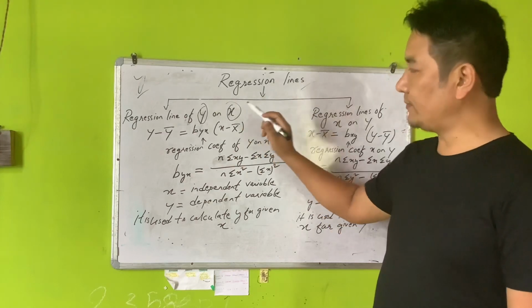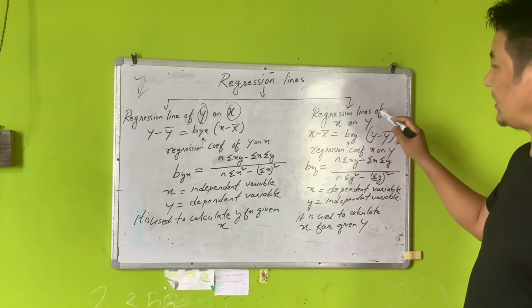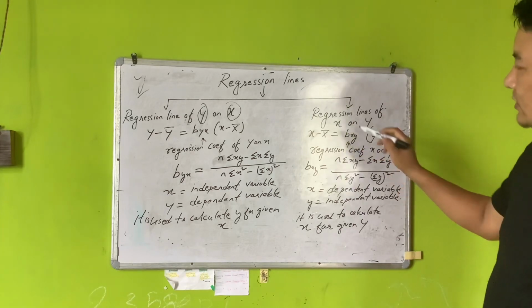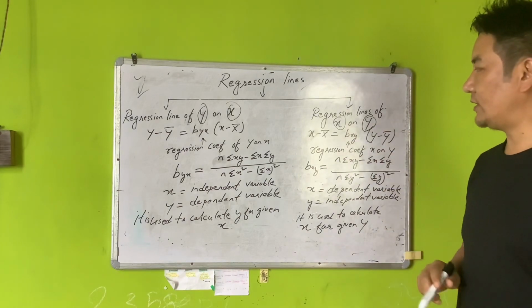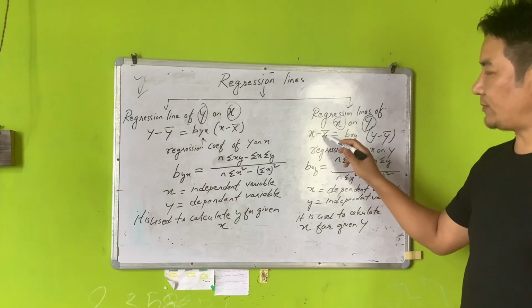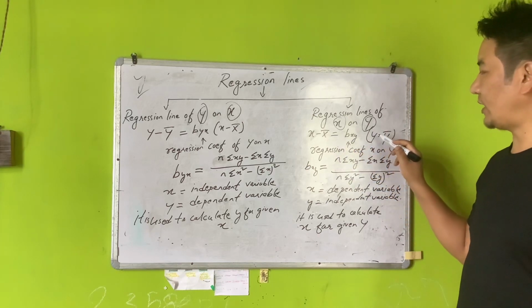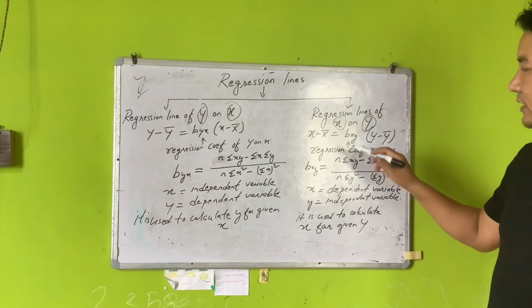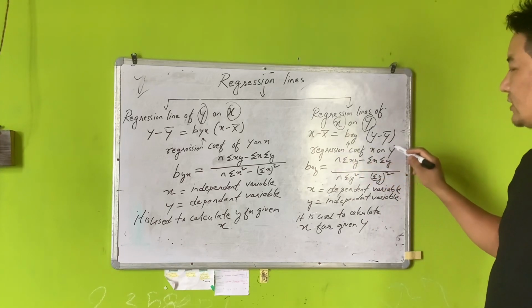Then we have another regression line, called the regression line of x on y. So you have to find x using the given value of y. Then the regression line is x minus x bar is equal to bxy in bracket y minus y bar, whereas bxy is the regression coefficient of x on y.